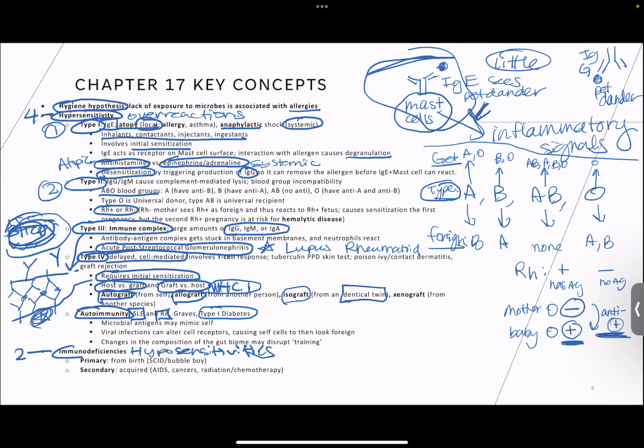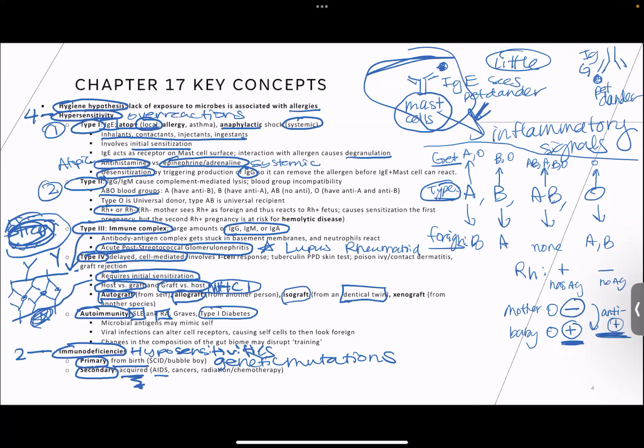All right, immune deficiencies, there's two, and this should be pretty quick. The two are primary and secondary. Primary immune deficiencies are from birth. They are genetic abnormalities, so genetic mutations, always from birth. And secondary is something that you acquire later in life. This is always acquired somehow.